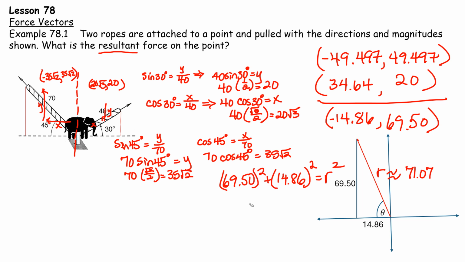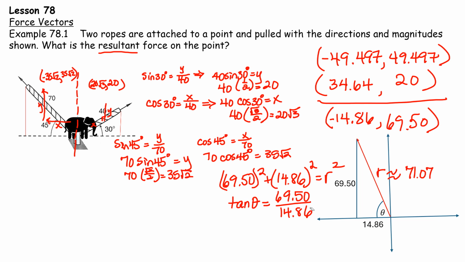All right, now I'm going to find theta by using tangent. Tangent of theta is equal to opposite over adjacent. So opposite is 69.50. Adjacent is 14.86. And I'm going to punch that into my calculator. 69.5 divided by 14.86. Hit equals.